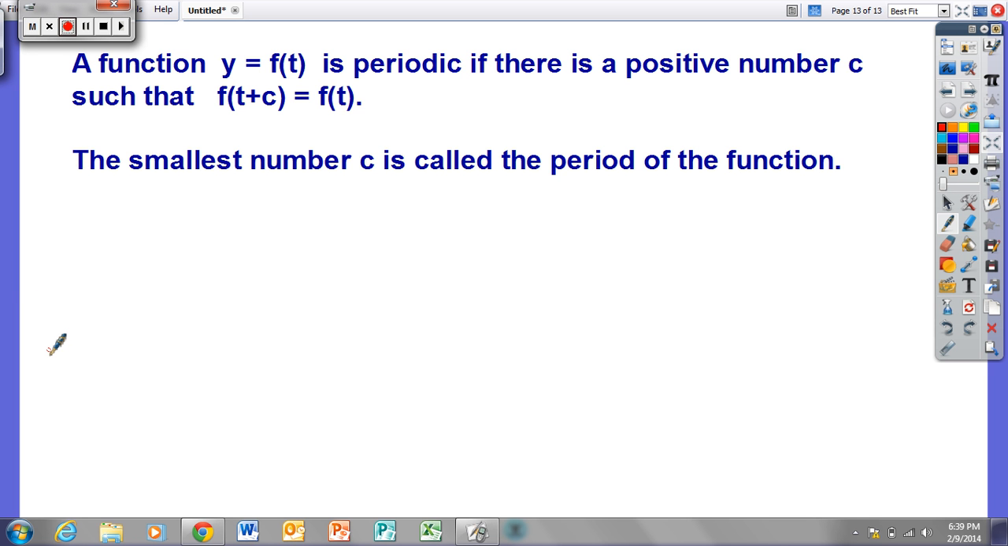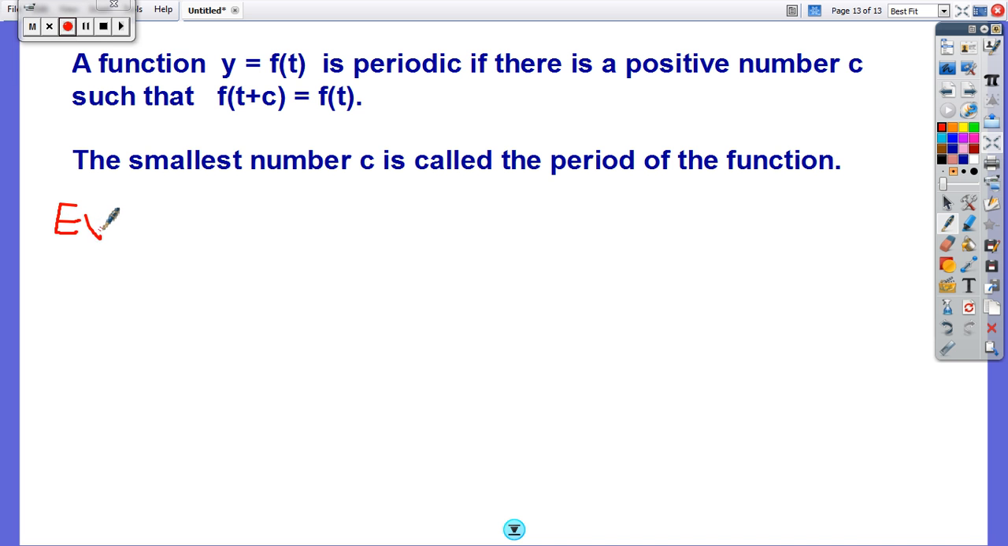Alright, this might be a little bit confusing at first, but let's take it one step at a time and then we'll talk about what it means. So, a function, like y equals f of t, is periodic if there is a positive number c such that f of t plus c is equal to f of t. The smallest number c is called the period of the function. So let's talk about what that means in an example.